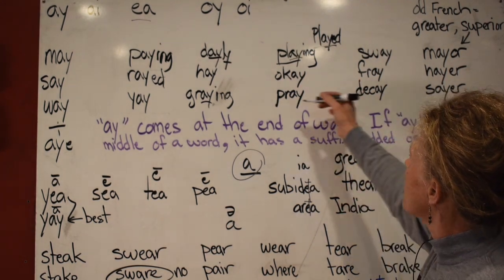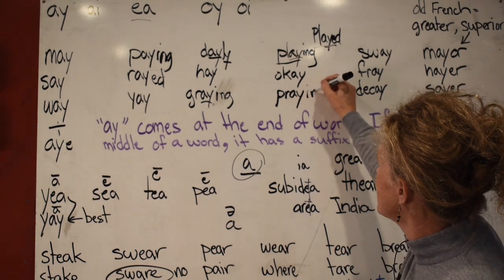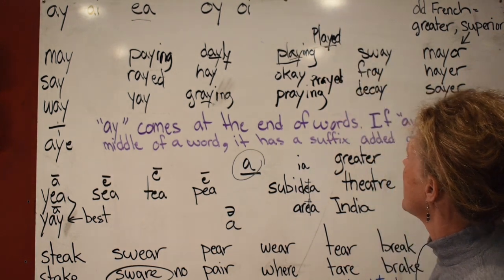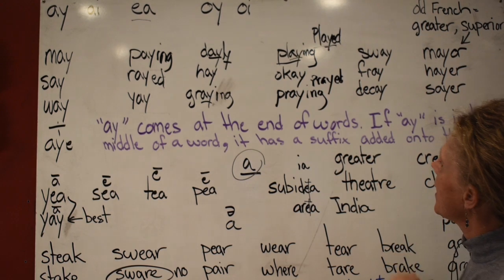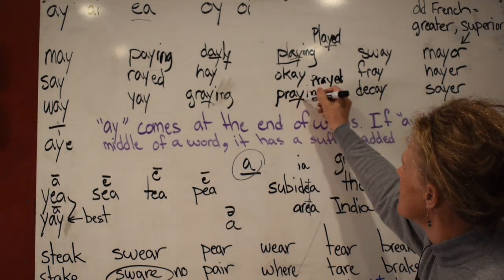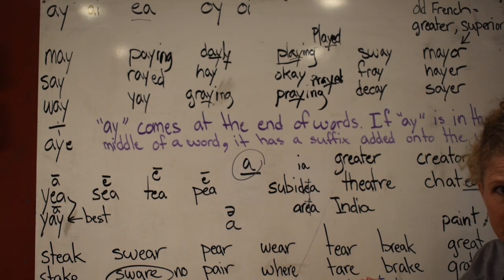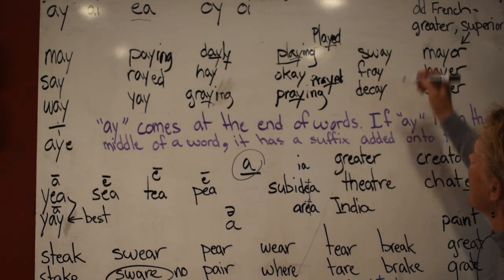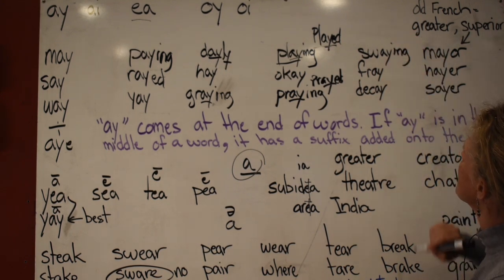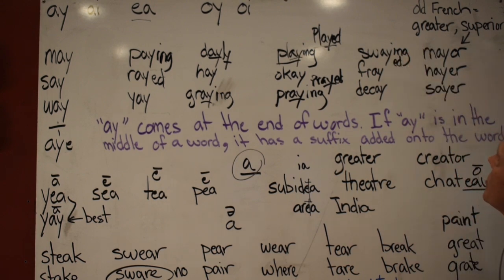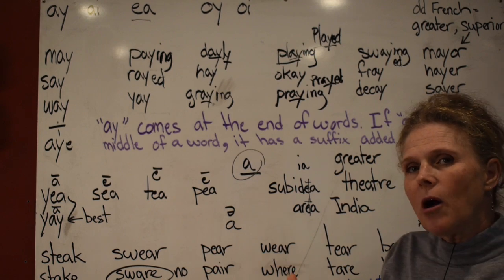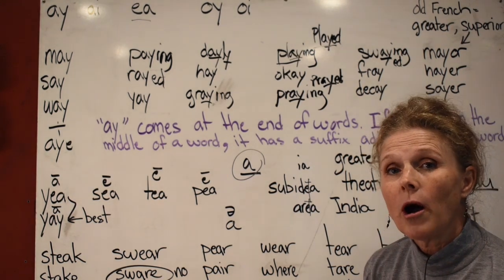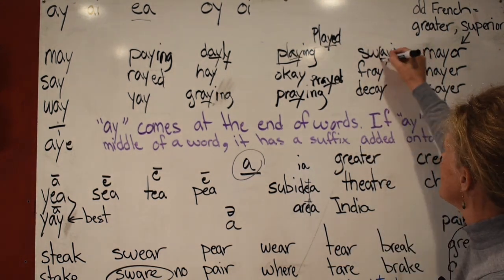Okay. Pray, praying, prayed. Okay, so we have prayed, praying. Look, you have a base word there. What's your base word? Pray. Pray is your base word. Sway, swaying, swayed. You can do an ED there. So when you're adding on these vowel suffixes, because this is a vowel team, then you're just adding it on. You're not changing this vowel team.